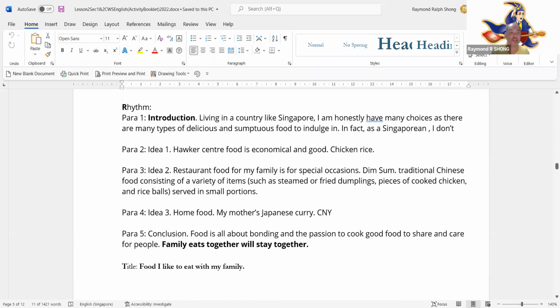Then we have the introduction, rhythm. Then finally the conclusion, family that is together will stay together. So the title is Food I Like to Eat with My Family. So you see, the introduction is to talk about how the food in Singapore is. Then the second paragraph, we talk about hawker center food, which is Hainanese chicken rice. I love Hainanese chicken rice a lot.